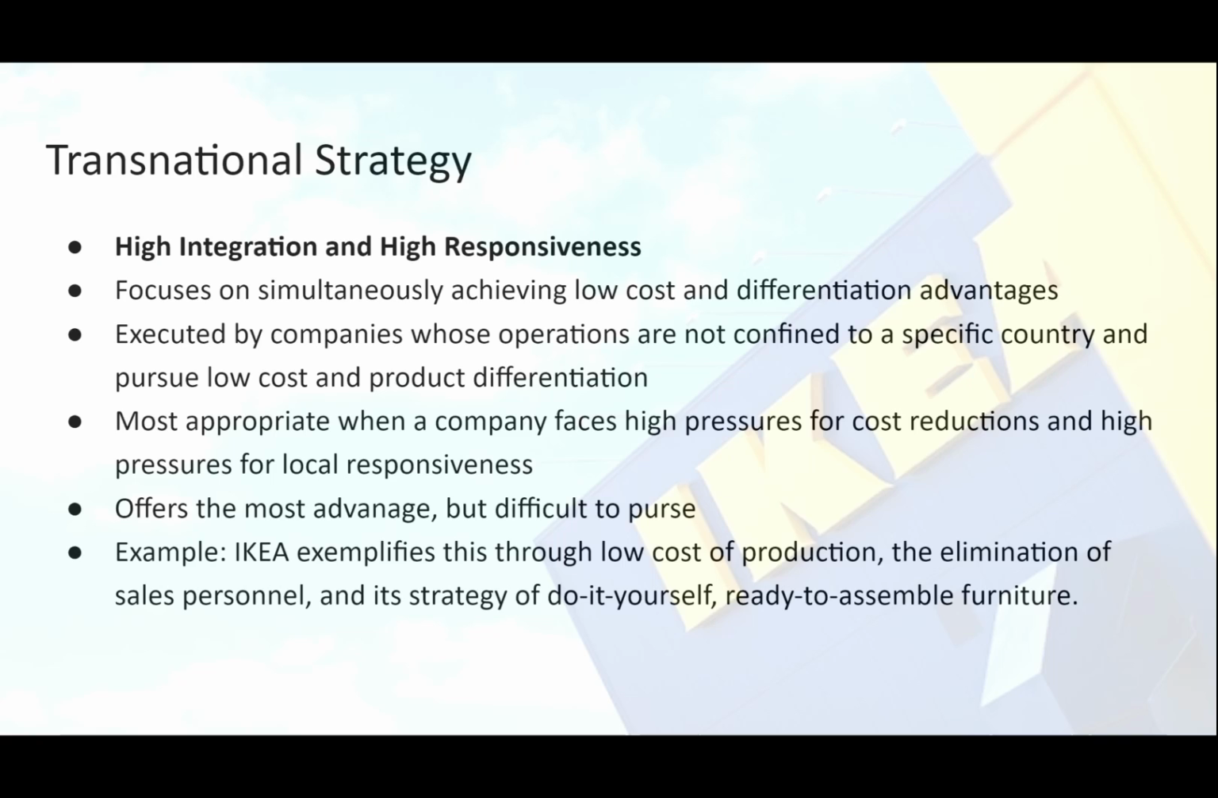An example of this is IKEA, which has a low cost of production, the elimination of sales personnel, and a strategy of do it yourself, ready to assemble furniture. However, there was a lot of pressure for them to respond to the local demands in the United States, where the sizes of beds, cups, and other household appliances were different. They also fell under pressure in China, where a large warehouse was not easily available. As a solution, they adjusted their sizes in America and they now deliver to homes in China.